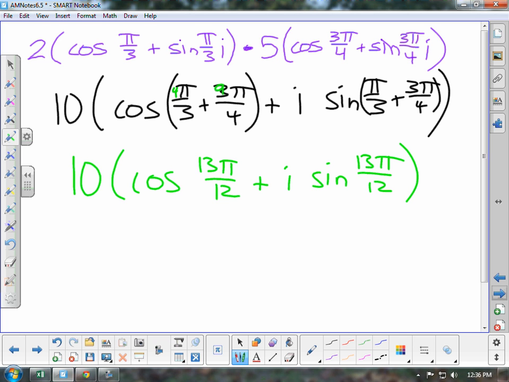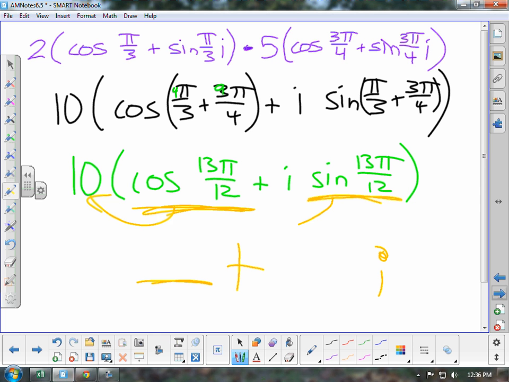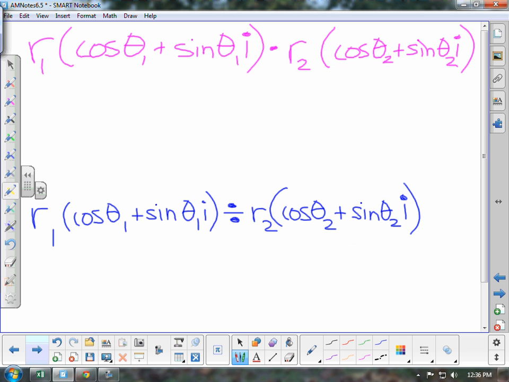Now, if you wanted to know what the complex number is for this, you would take this and put it into your calculator and then multiply it by 10, and that would get you the real number part. And then do the same thing, take sine of 13 pi over 12 times 10, and that would get you the imaginary number part of the complex number. And so with multiplication, you add the angles together.